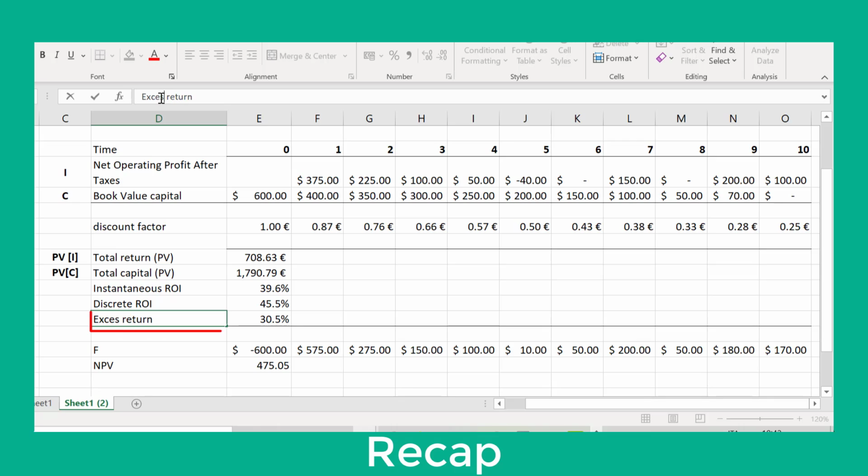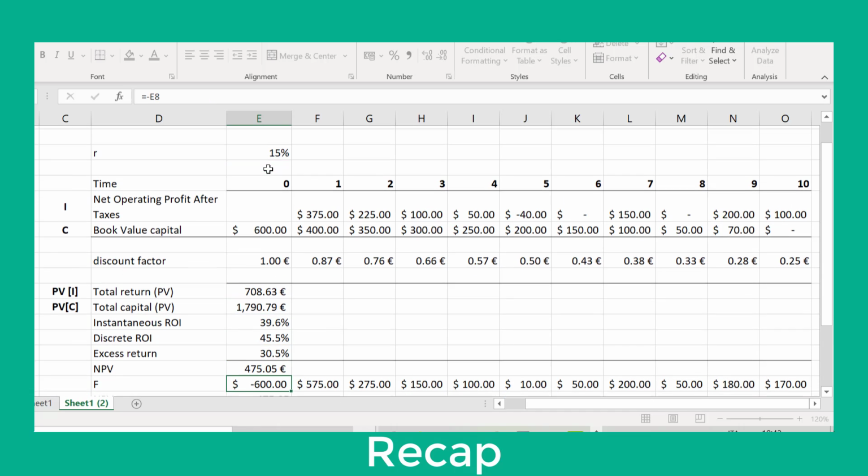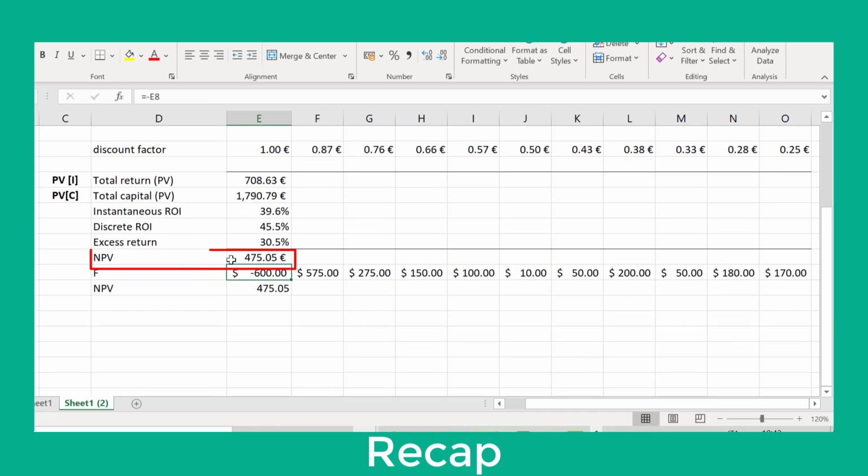Here is the excess return. And the NPV is just the multiplication of the total capital invested by an annual excess return rate equal to 30.5% divided by 1 plus the cost of capital. And this is the net gain for the investors.